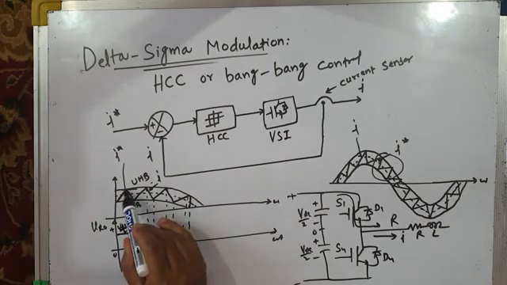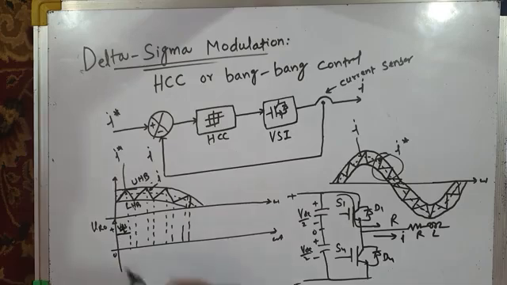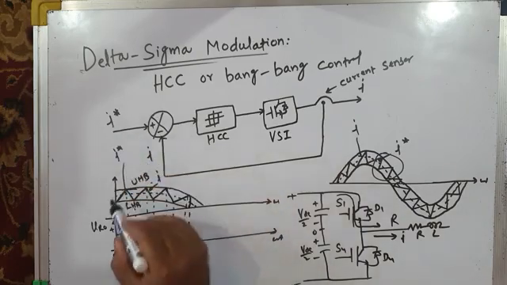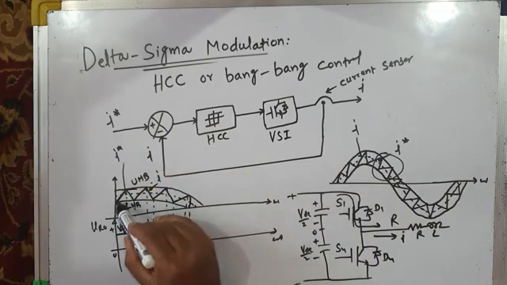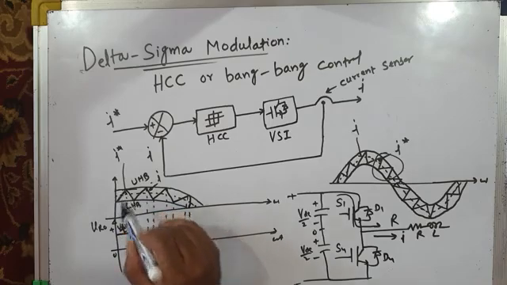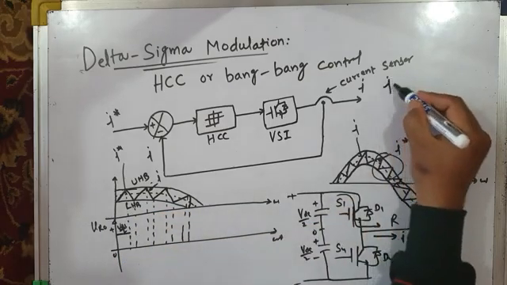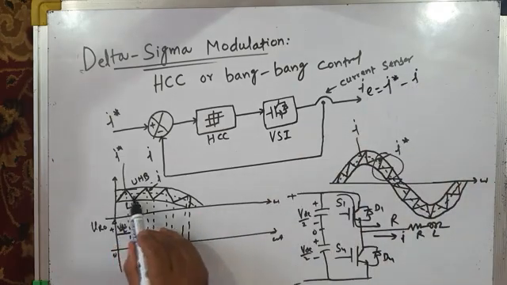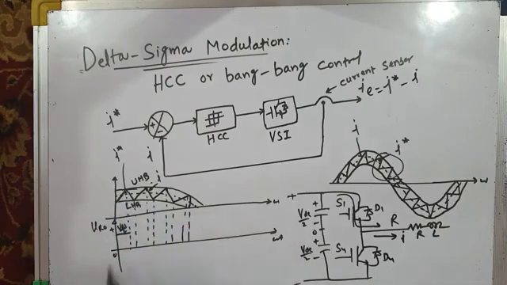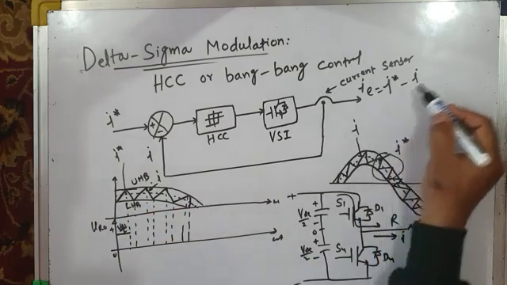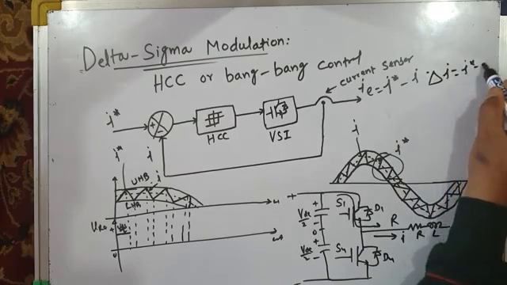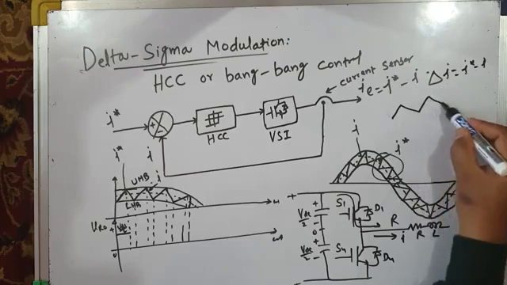As soon as the current reaches the upper hysteresis band, what happens is this comparator finds the error between the two, I star minus I. This is your I star and this is actual I. When current increases, it continuously finds the error between I star and I. So let us call error E equal to I star minus I. I star is sinusoidally varying like this, and I is, for example, during this instant, rising like this. So it will find the error, which we call delta I. So delta I is I star minus I. This is your error, delta I.